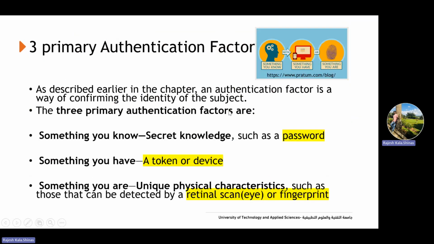What are the three primary authentication factors? Something you know, which means the password that you know. Something you have, a token or a device. Something you are, unique physical characteristics like your retinal scan of the eye or fingerprint. These three are primary authentication factors. Either a password, something you know; either a token or device, something you have; either your fingerprint or retina scan, something you are.